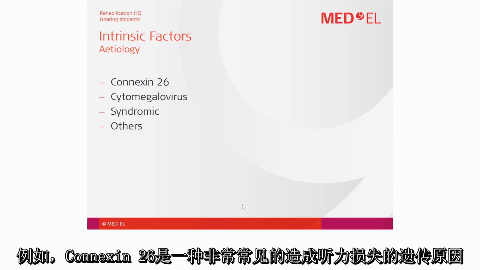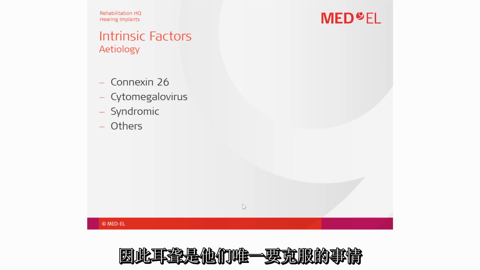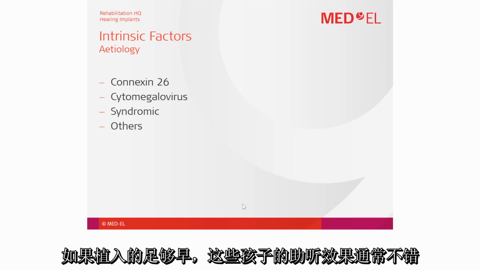The etiology, the cause of the hearing loss, can give us some clues as to what the outcome might be for a particular child. And I've just put a small number of examples on this slide. So for example, connexin 26 is a very common genetic cause of hearing loss. And for those children, very often they are only deaf, so that deafness is the only piece that they're dealing with. And often those children will do quite well if they're implanted early enough.